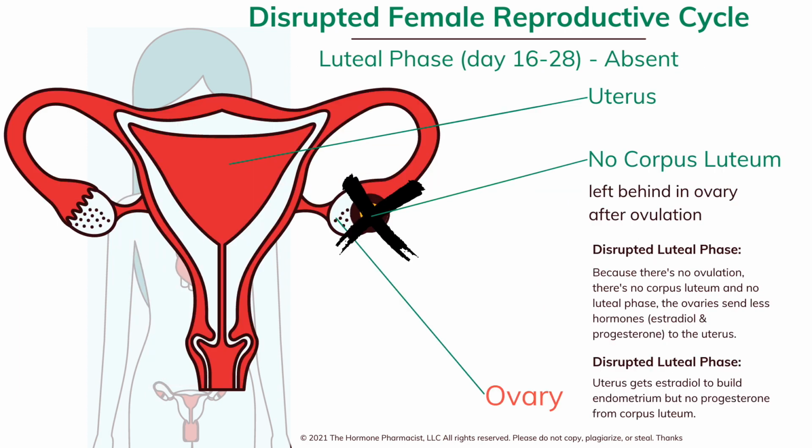Now let's look at the luteal phase, which is days 16 to 28. In the luteal phase, if it's been disrupted, there's no corpus luteum that's left behind in the ovary because there was no ovulation. So because there's no corpus luteum, there's really no luteal phase at all. The uterus gets some estradiol from the ovaries, but it doesn't get very much progesterone. So the messages are garbled and mixed.